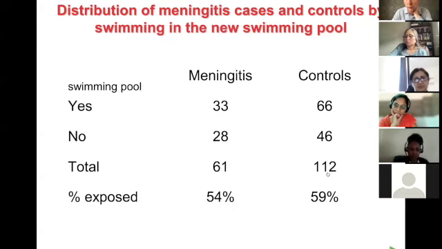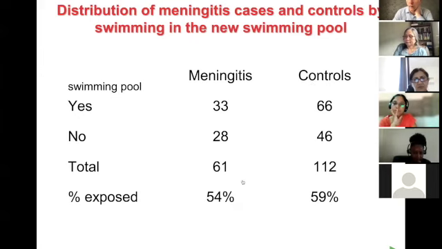Out of 112, 59%. And only 33 out of the 61 cases had been to the swimming pool. Right? Because there's a big wall in between. Cases are the ill ones and controls are the healthy ones. So they don't have meningitis.